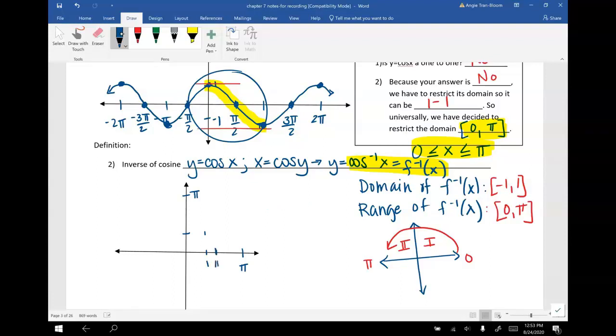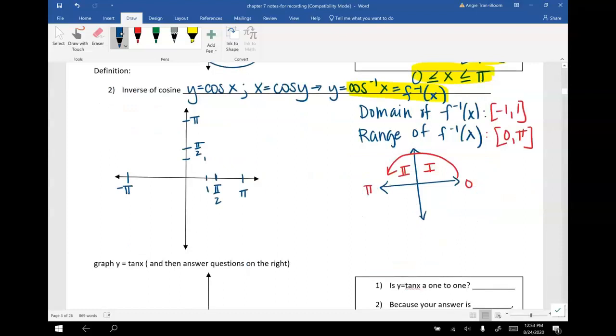That means pi over 2 is right here. Pi over 2 is right here. Let's go over here and do negative pi. Negative pi. Oops, I wrote negative pi over 2. Negative pi.